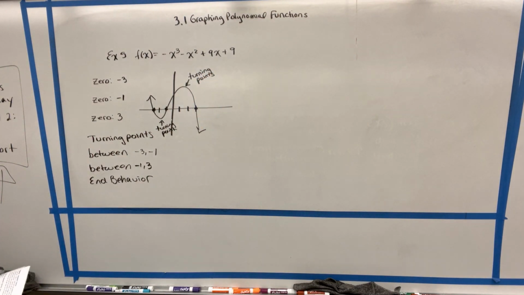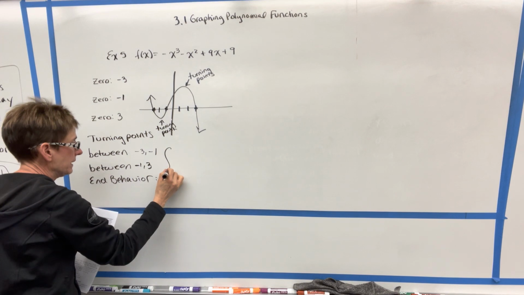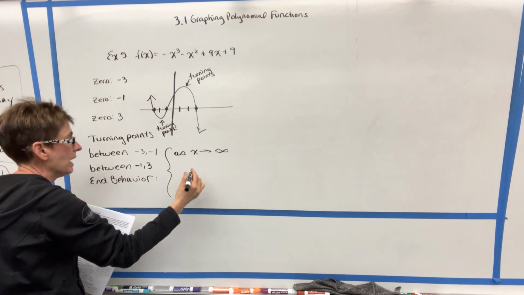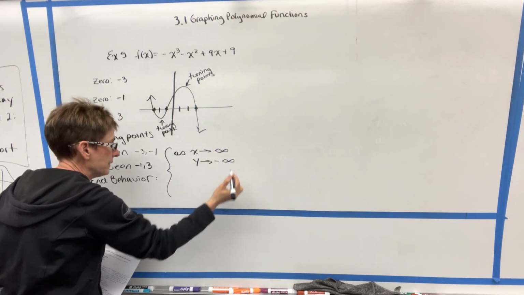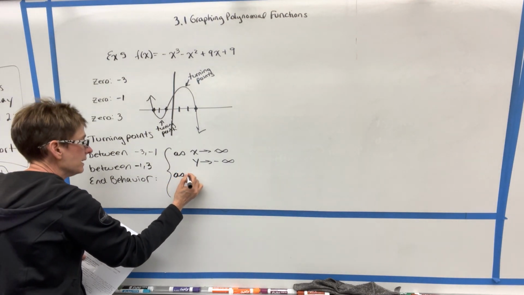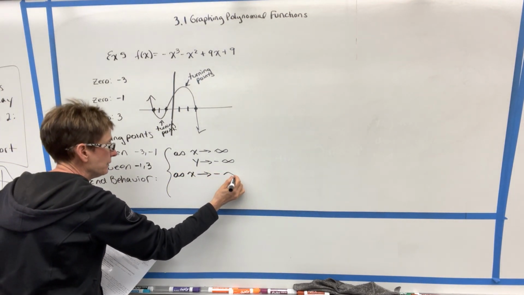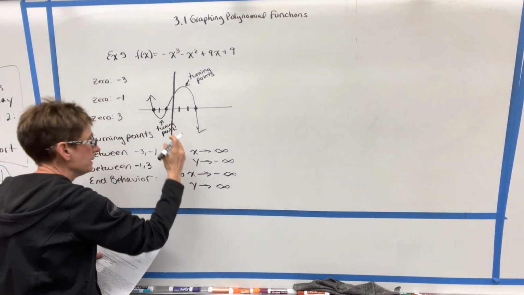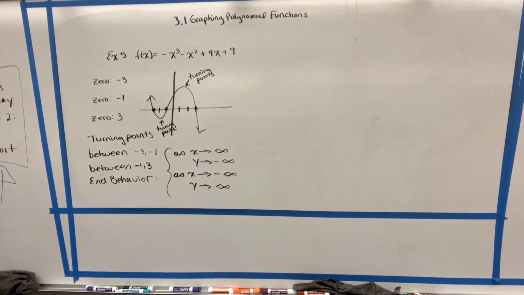Now, if I want to describe the end behavior, as x approaches infinity, let's just write this right here. As x approaches positive infinity, that means as we go to the right, y approaches negative infinity. That is a really fancy way of saying that the right-hand side goes down. We also want to note that as x approaches negative infinity, that means as we go to the left, y approaches positive infinity. That means that the y values go up.